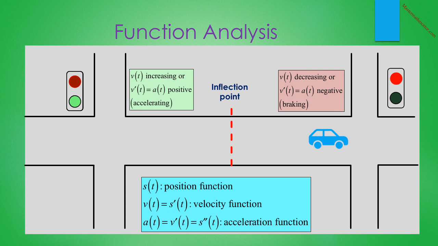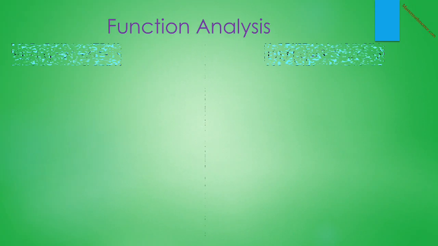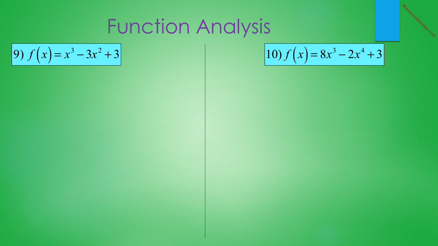From a calculus point of view, that is where v prime of t goes from positive to negative. And since v prime of t is the same as a of t, which is the same as s double prime of t, that point of decision is the inflection point. That decision does not have to be halfway between the lights. If you delay in making the decision, hoping the light will turn, then you are in for a very hard stop.